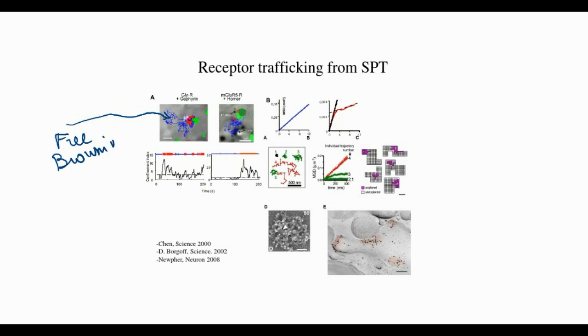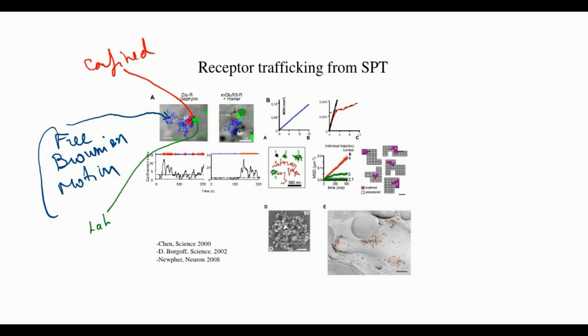Free Brownian motion, and in red you have the confined one. So this is what you see in red, which is confined Brownian motion, and in green this is a label that you are sure that you are at a synapse. This is a label of the PSD, the post-synaptic density, which I'll call P, S, and D. And it has been shown that receptors can alternate between free and confined Brownian motion.